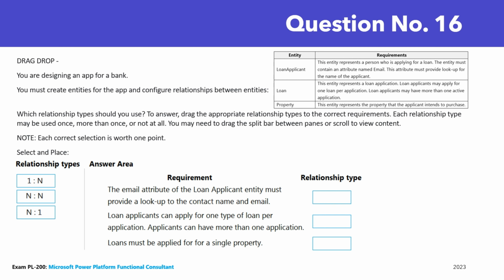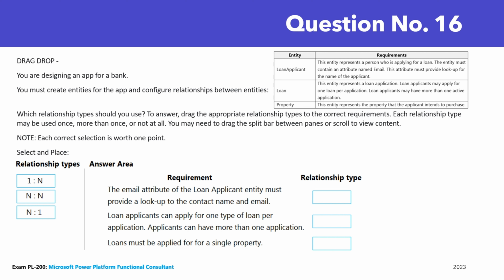You are designing an app for a bank. You must create entities for the app and configure relationships between entities. 1. Entity loan applicant requirement. This entity represents a person who is applying for a loan. The entity must contain an attribute named email. This attribute must provide lookup for the name of the applicant.